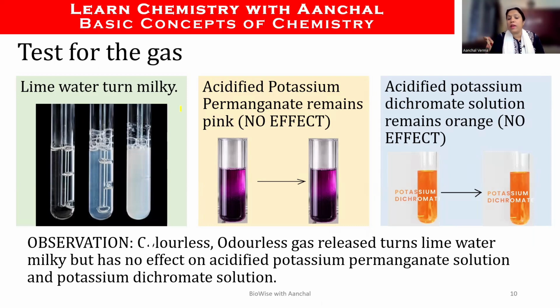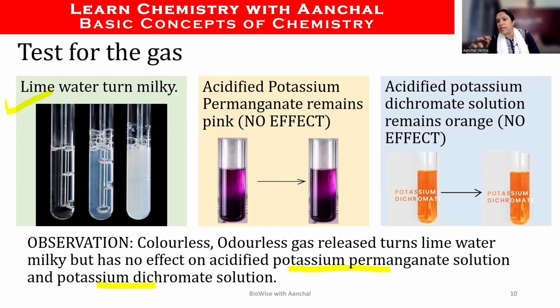So this is actually what happens. Carbon dioxide and sulfur dioxide both give the first test, the lime water milky test, positive. So we need some other reagent also to test whether it is carbon dioxide or sulfur dioxide. So you can write here the color, one minute. Okay. Now, observation here: a colorless, odorless gas is released, which turns lime water milky but has no effect on acidified potassium permanganate solution and potassium dichromate solution.